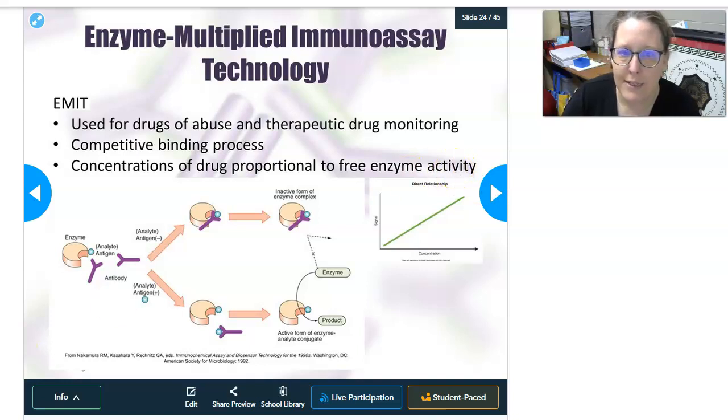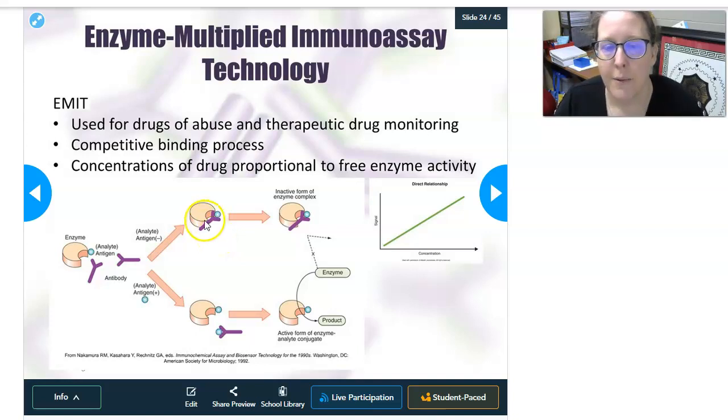So in this EMIT, as part of the reagent, you have an enzyme with an antigen of the analyte bound on it. And then you have antibodies that are also part of the reagent. Okay. And so, these are your reagents, and you're going to incubate them with the sample. And so, if the analyte you're trying to detect is not present in the sample, the drug of abuse is just not there.